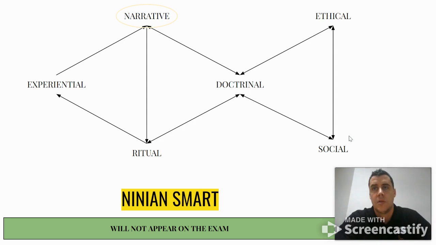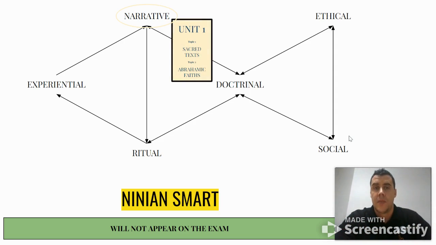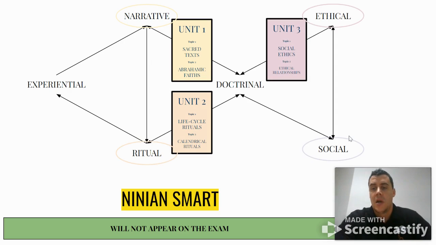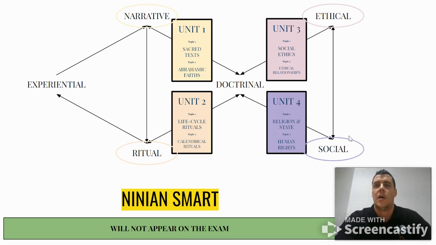If we trace it all back to our units, you can see that sacred texts, which way? That way. Here in Unit 1, that's the narrative dimension. And rituals are Unit 2. Ethics are Unit 3, and then the social side of religion is Unit 4, and it all trickles down into that final unit on human rights. We experience this, we have these stories, we reenact these rituals, we behave in this way, and this is the way we treat human beings.